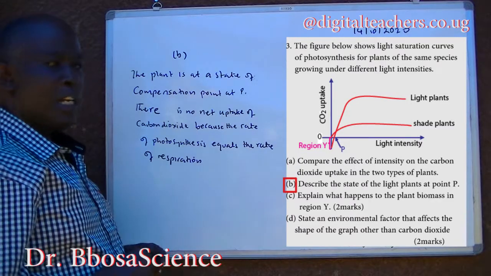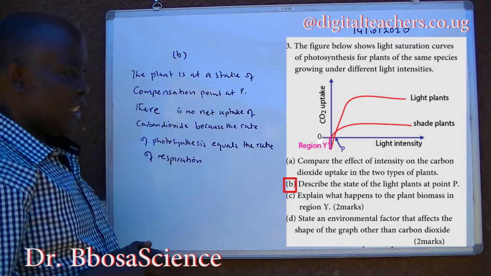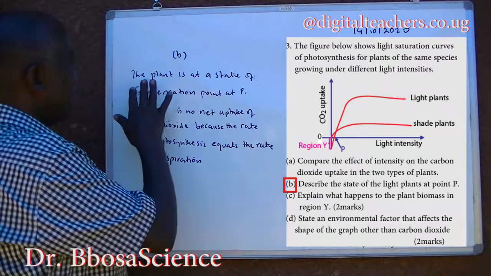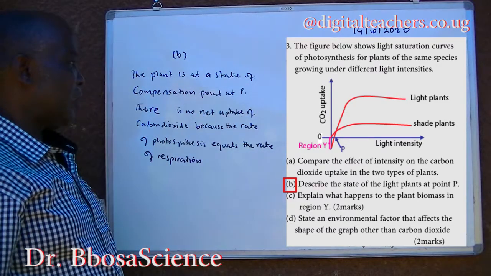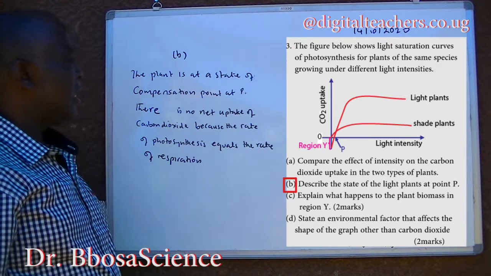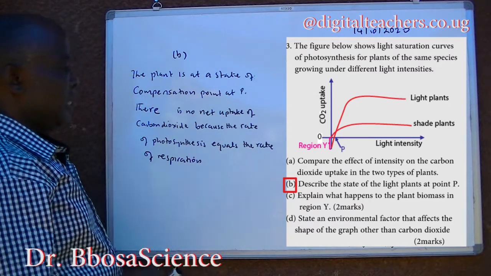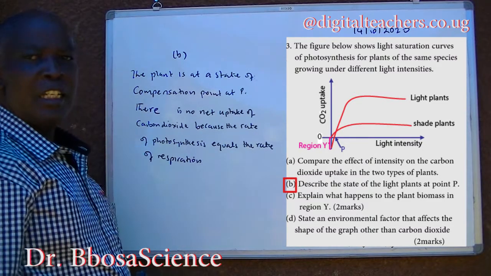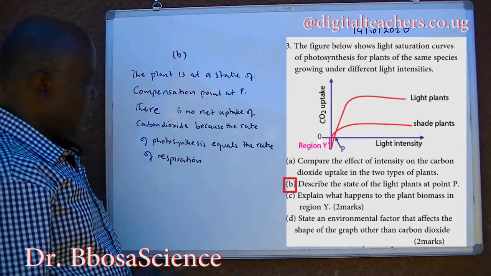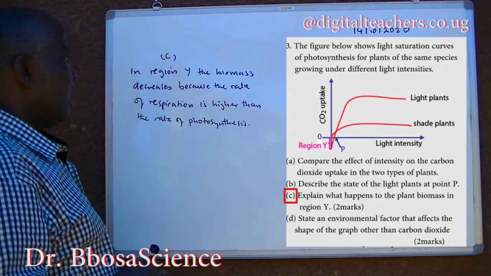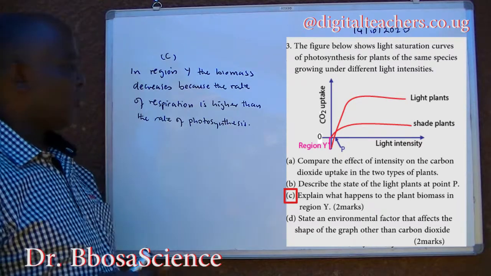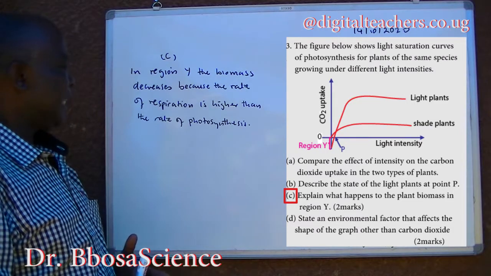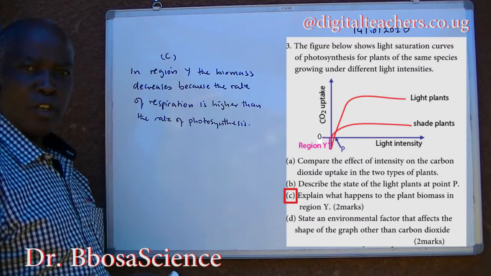B. Describe the state of the light plant at point P. The plant is at a state of compensation at point P. There is no net uptake of carbon dioxide because the rate of photosynthesis equals the rate of respiration. C. In region Y, the biomass decreases because the rate of respiration is higher than the rate of photosynthesis.